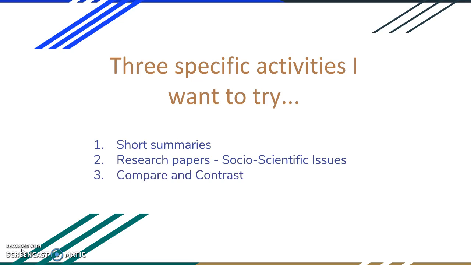Research papers, the socio-scientific issues. This was really cool. I found a research paper, and unlike the normal research papers, first the students pick a scientific issue. Could be something as broad as global warming. I'd like to try to find a way to relate it more to chemistry, though. And with this, students first write a paper, a narrative on how they feel.